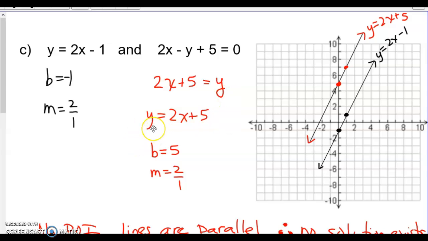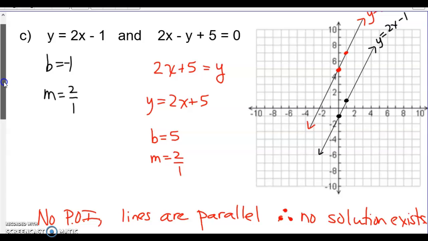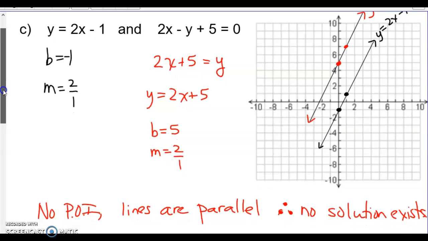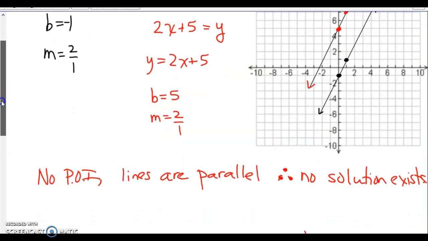I'm just going to rewrite it so the y is on the left and the slope and intercept are on the right. So starting with my y-intercept, which is 5, mark it. My slope is 2, so it's 2 over 1. So I rise 2, run 1, and connect. So there I have my two lines. So remember, we're looking for the point of intersection. Well, in fact, these lines are parallel. There is no point of intersection, which means no solution exists.